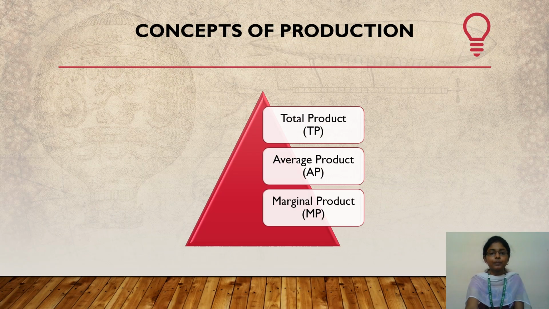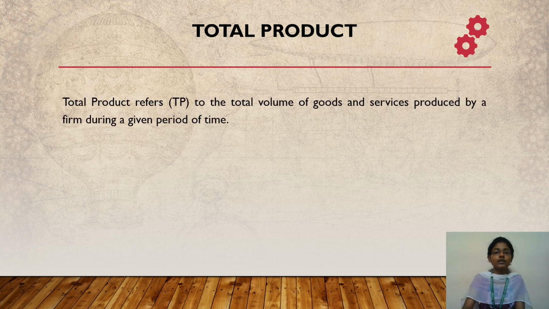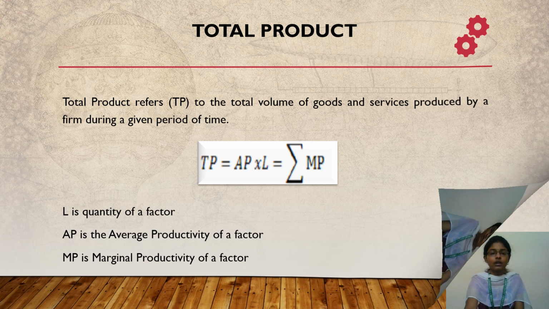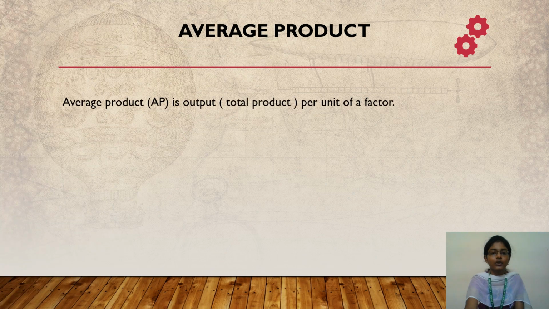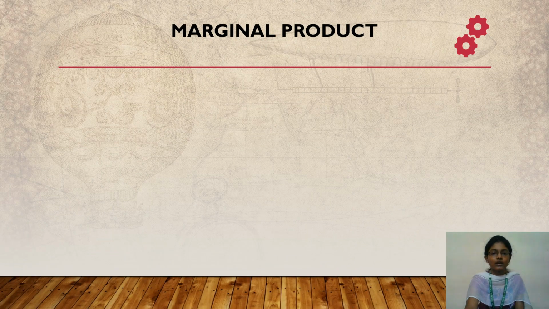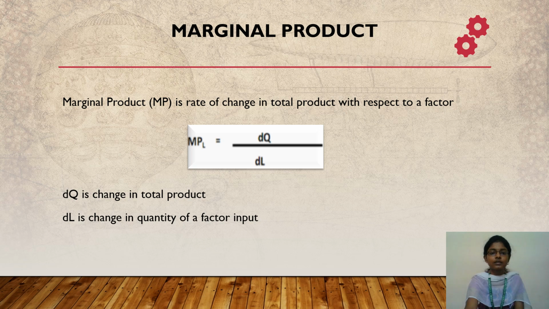Let's see about the concept of production. It has three concepts. One is total product, second one is average product, and third one is marginal product. First, we'll see about the total product. It is the total volume of goods and services produced by a firm during a given period of time. Then, average product is the output per unit of a factor. Then, marginal product is the rate of change in total product with respect to a factor.